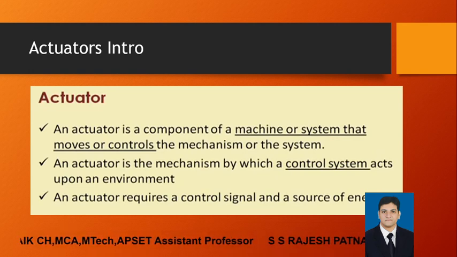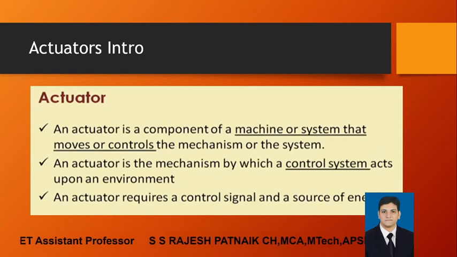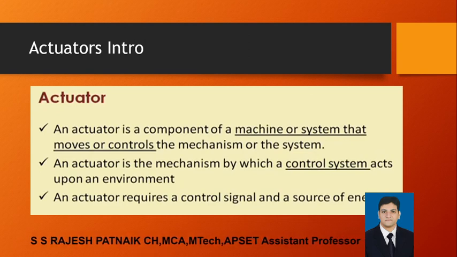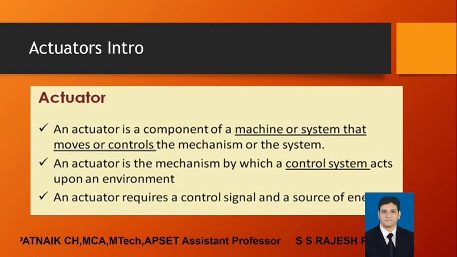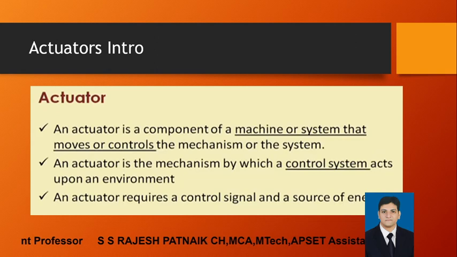Okay, so an actuator is the mechanism by which a control system acts upon an environment. So what is the meaning of that? An actuator is nothing but a basic mechanism. It is going to perform a certain task based on the control system, whichever type of control system we are going to work with. Based on the control system, the actuator mechanism is performed.